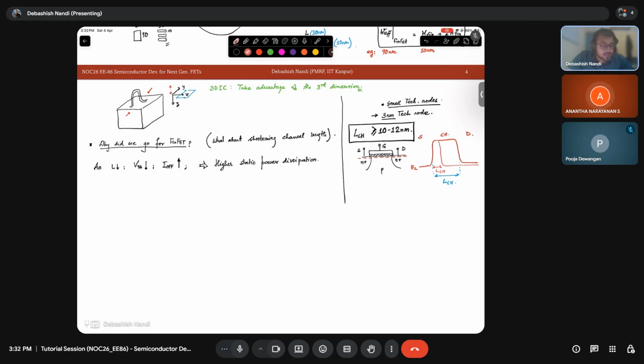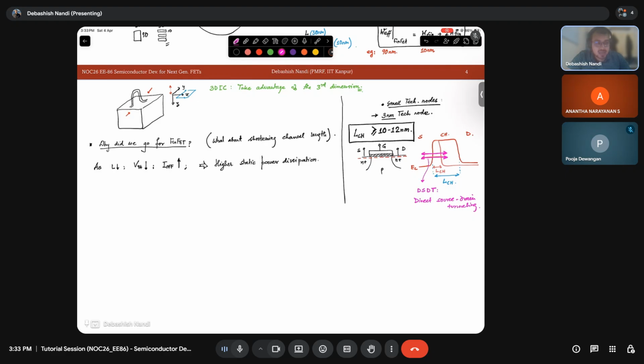So tunneling will occur, right, sir? Exactly. So this particular tunneling, let me just use another color, is called DSDT, that is direct source to drain tunneling.